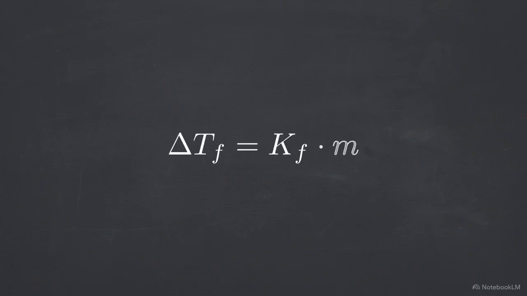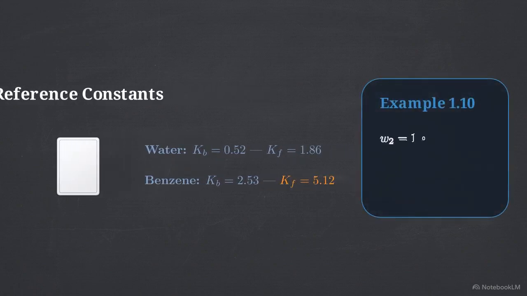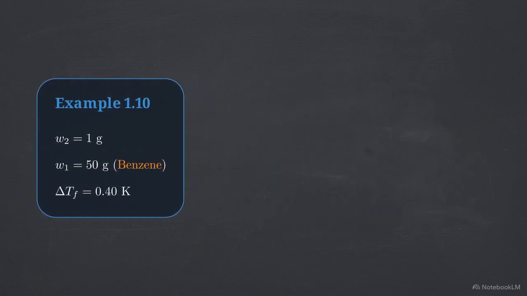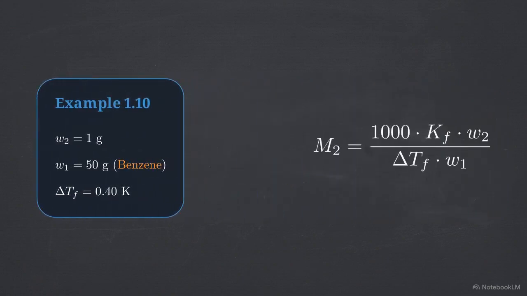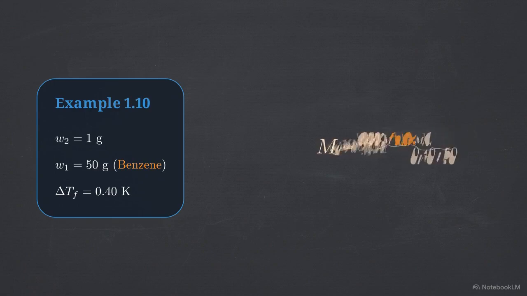To calculate this depression, we use Kf, the cryoscopic constant. On your exams, these constant values are provided for the specific solvent mentioned in the problem. Let's look at one more application. In example 1.10, 1 gram of solute in 50 grams of benzene lowers the freezing point by 0.40 Kelvin. Using a Kf of 5.12 and our expanded molar mass formula, we can calculate a final result of 256 grams per mole.